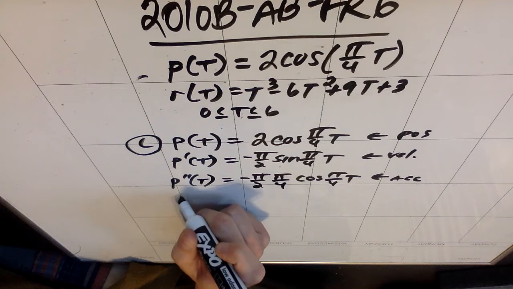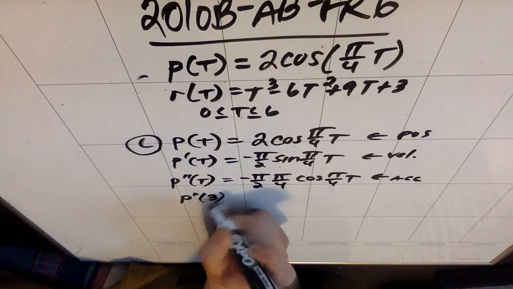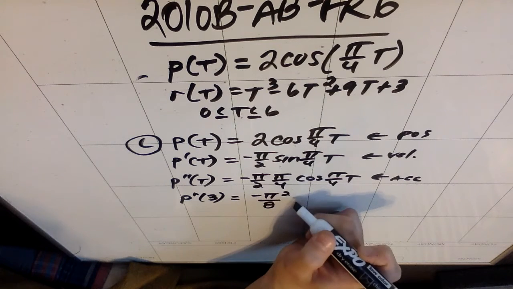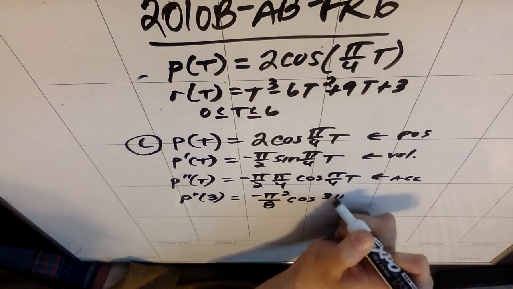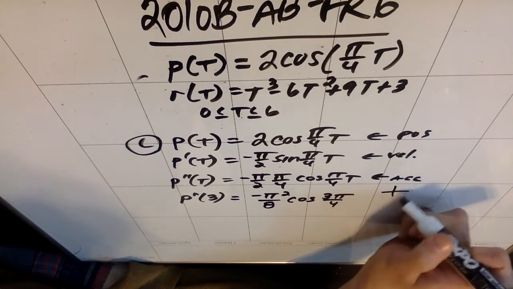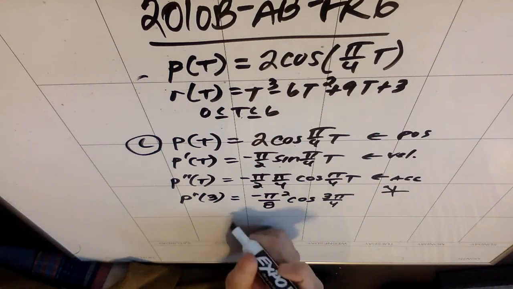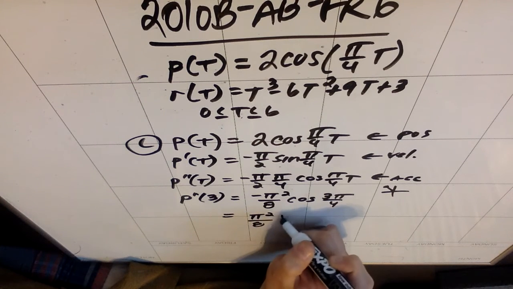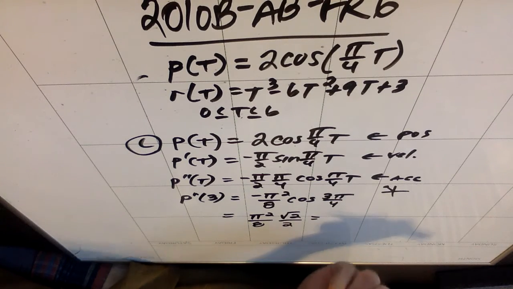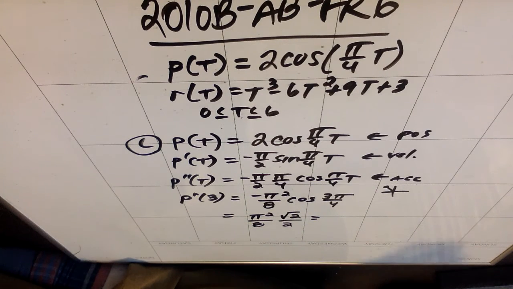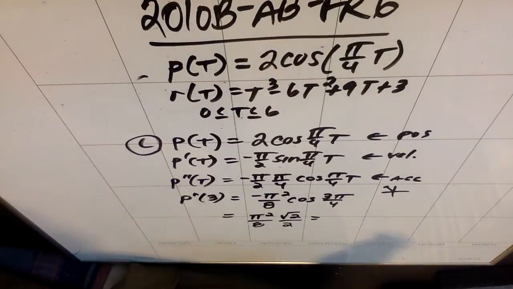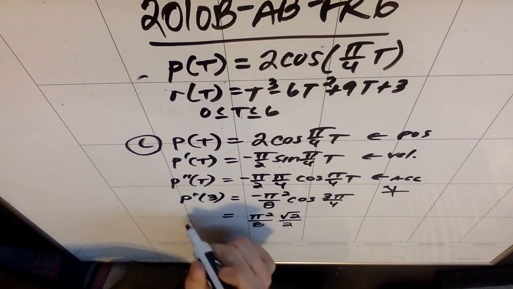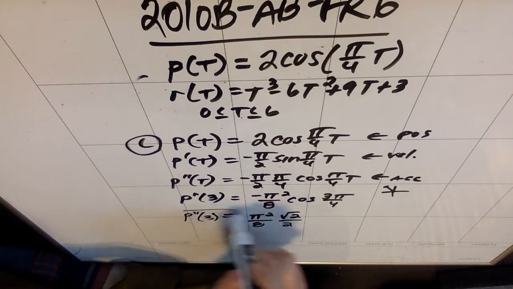They asked you specifically for the acceleration at 3. So it's going to be p double prime of 3, which is going to be a negative pi squared over 8, right? Times the cosine of 3 pi over 4. Well, 3 pi over 4 is right here on the unit circle. That's going to be a negative root 2 over 2. So your answer is going to end up being a pi squared over 8 times a root 2 over 2. And you could simplify that if you want, it's up to you. It's not a whole lot that you can simplify. I'd probably just keep it like that. You could make it a 16 on the bottom if you want. Okay, so that's the acceleration.